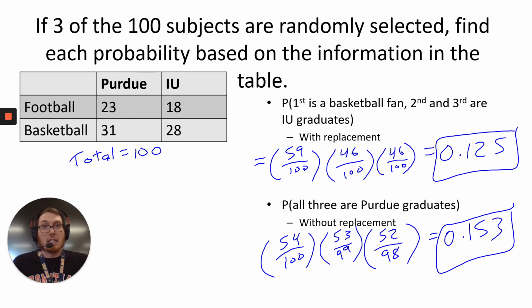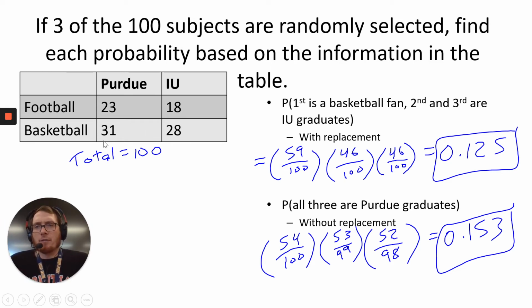I could have that as a decimal answer. I could have that as a fraction answer, depending on the situation. I rounded to 3 significant digits to find the decimal. The second one says find the probability all 3 are Purdue graduates, but it's without replacement, which is probably more of the sense of the question. You're probably looking, pick a person, put them off to the side, pick another person, put them off to the side, pick another person, and see what you get.